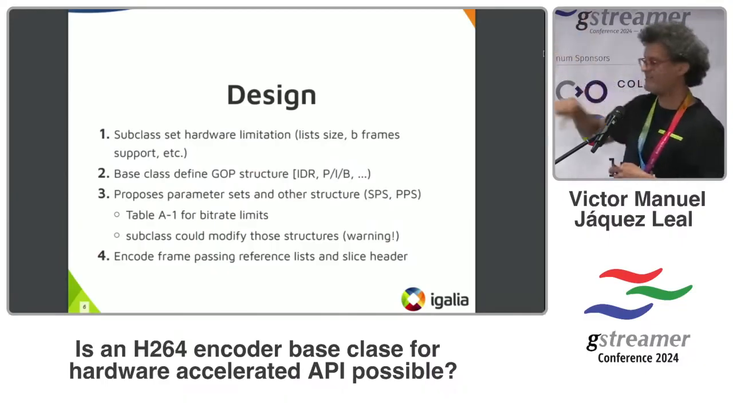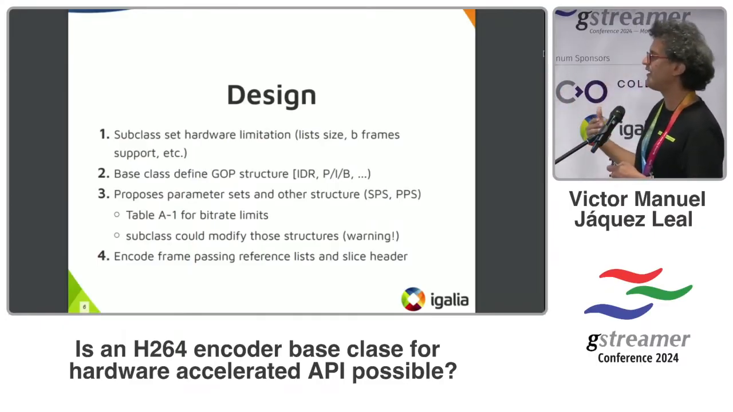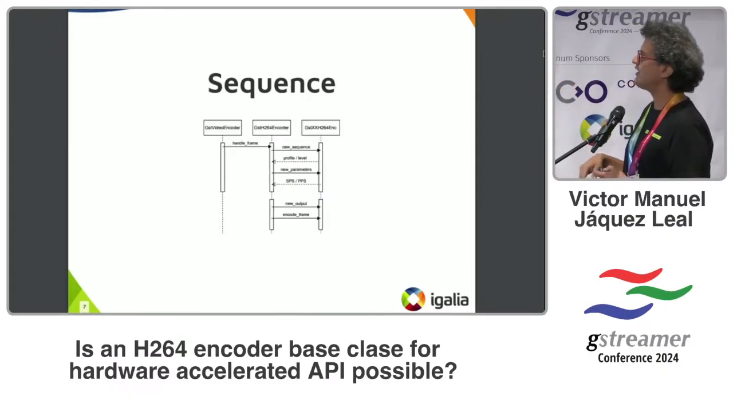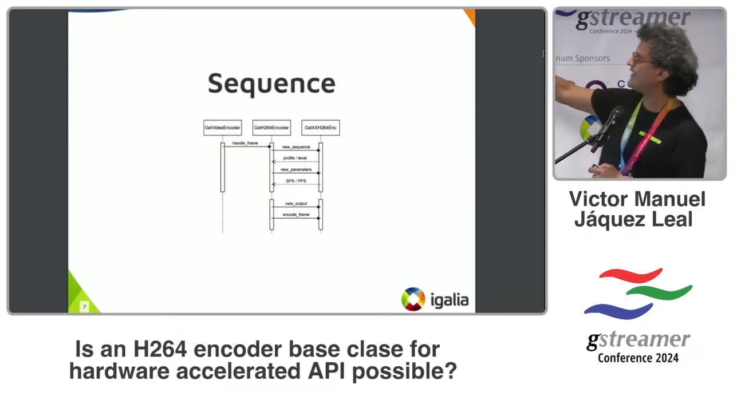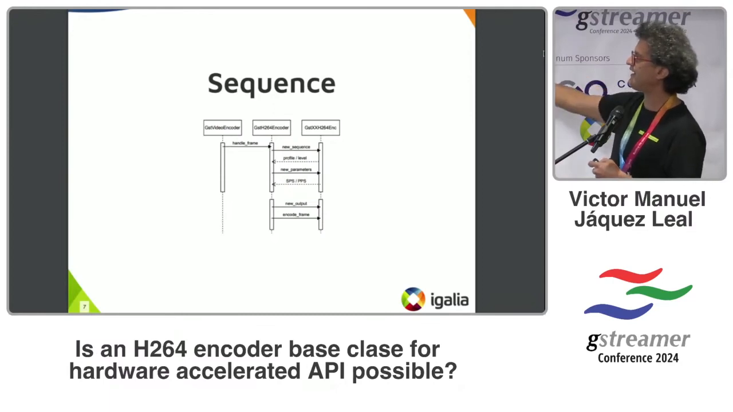And finally, the base class will call the implementation class to do the actual encoding, with the reference list and the slice header to be used. So this is the sequence, more or less. The base class receives a new frame, then proposes a new sequence. The implementation will provide the profile and level. It proposes new parameters. The modified parameters will be sent back, and then a new output, and then it encodes the frame.